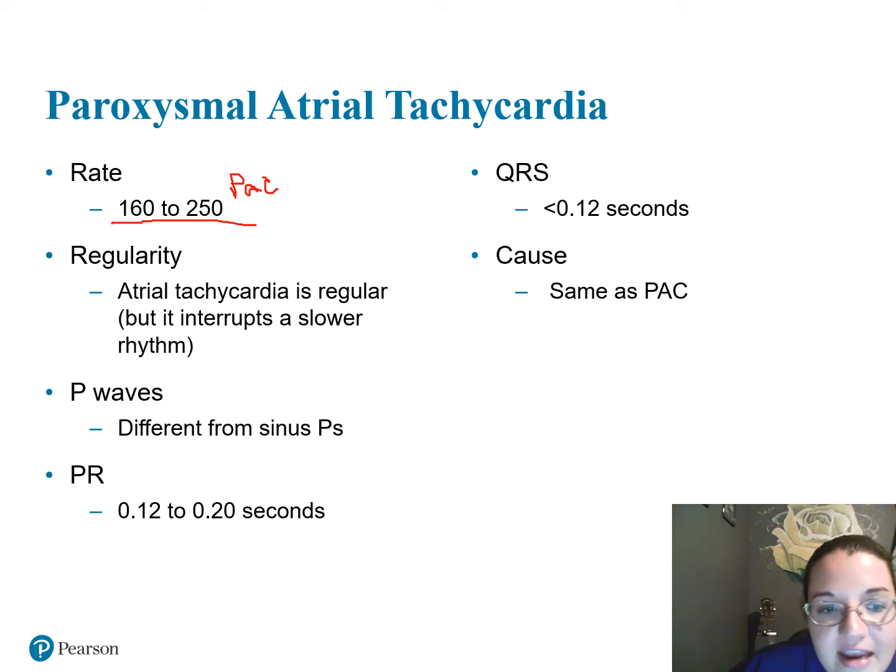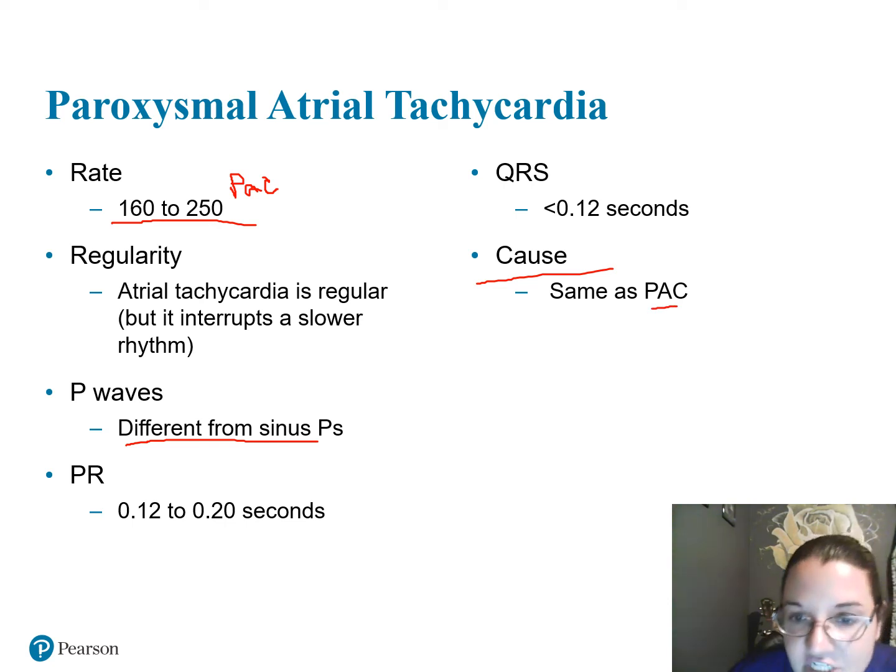Regularity: your atrial tachycardia is regular, but it is interrupted by a slower rhythm. Your P waves are going to be different from your sinus P's. Your PR is going to fall within rules. QRS is going to fall in rules. And look at your cause. It's the same cause as your PAC. And if you remember, your PAC is caused by medication, stimulants, caffeine, tobacco, hypoxia, or heart disease.